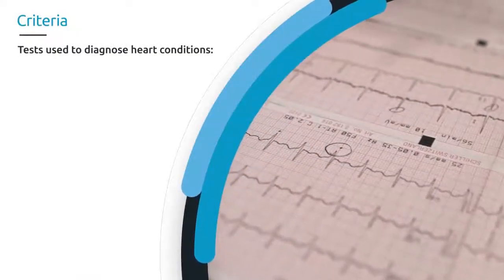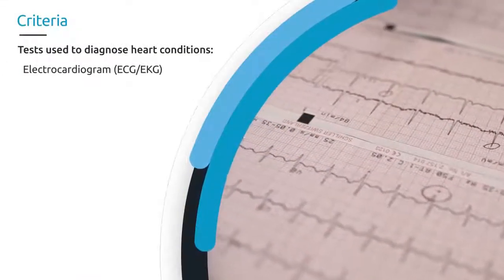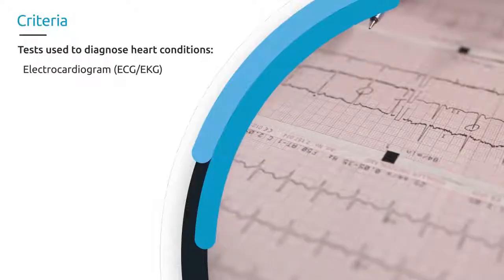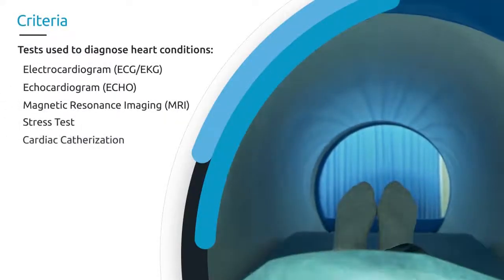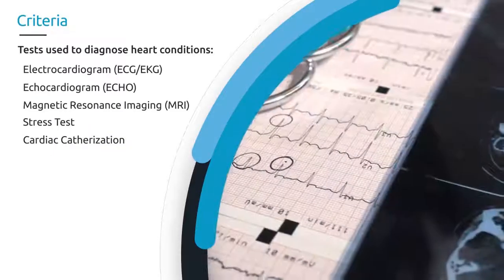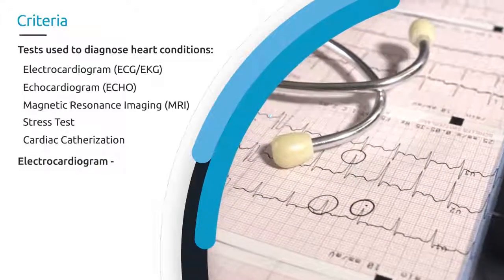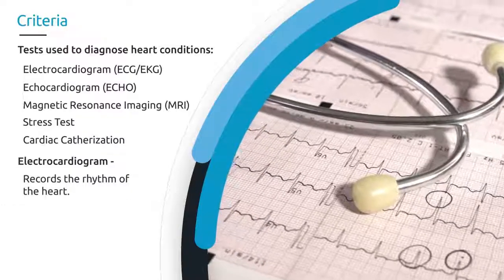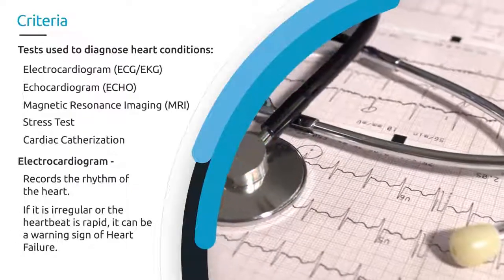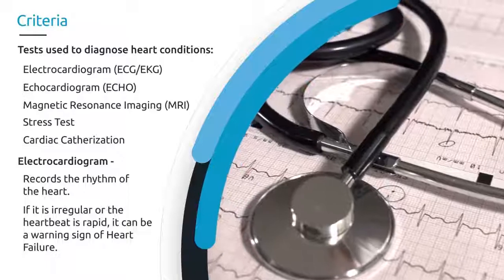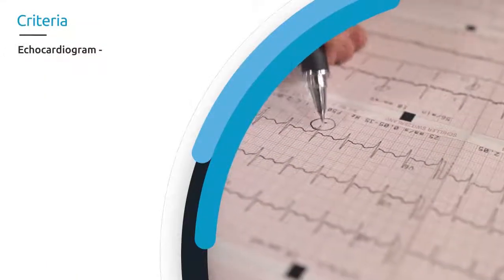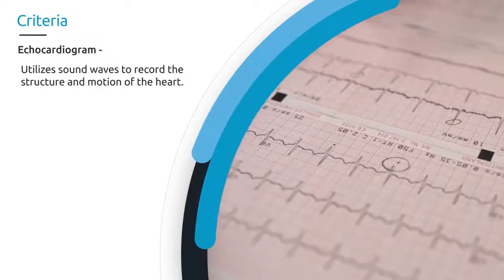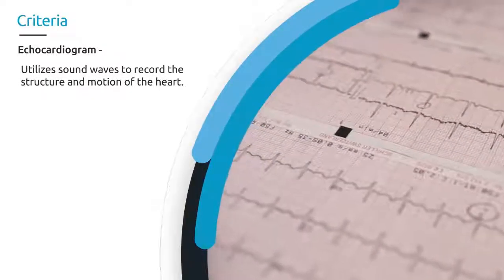There are different tests to diagnose heart conditions, namely, electrocardiogram, echocardiogram, MRI and stress test, cardiac catheterization, etc. Electrocardiogram or ECG records the rhythm of the heart. If it is irregular or the heartbeat is rapid, it can be a warning sign of heart failure. Echocardiogram or echo, on the other hand, utilizes sound waves to record the structure and motion of the heart.